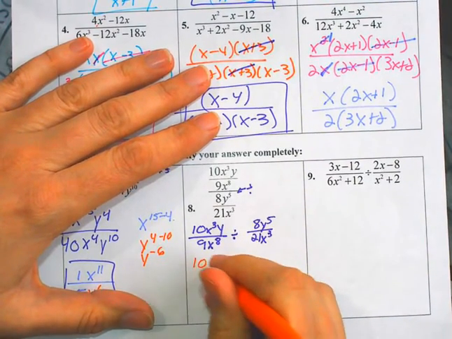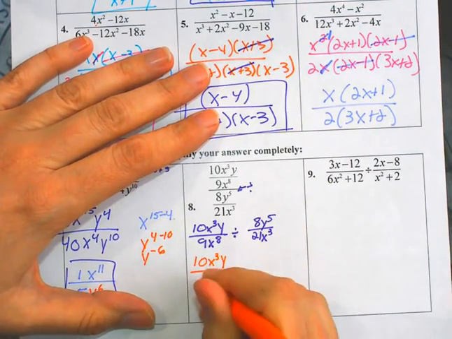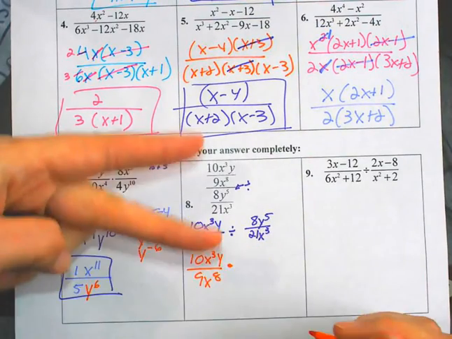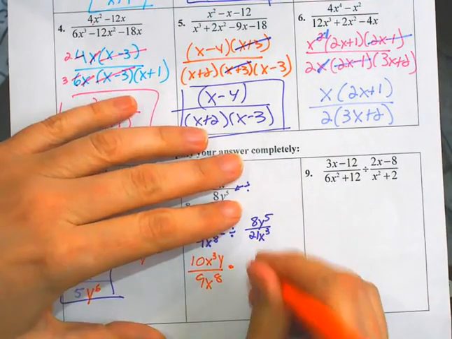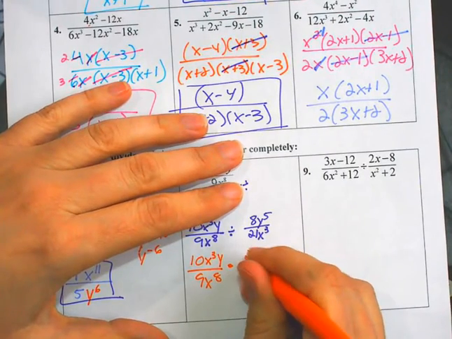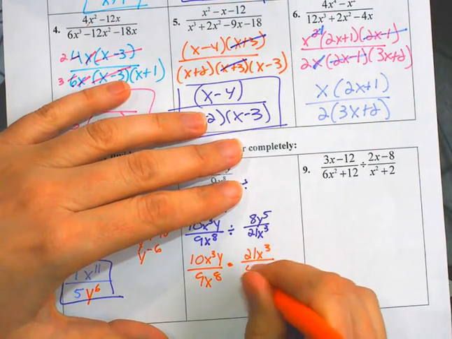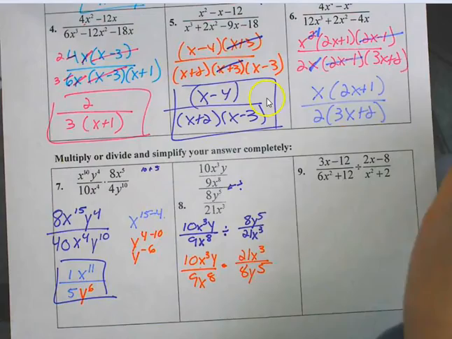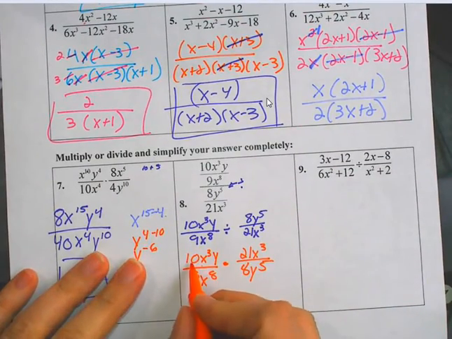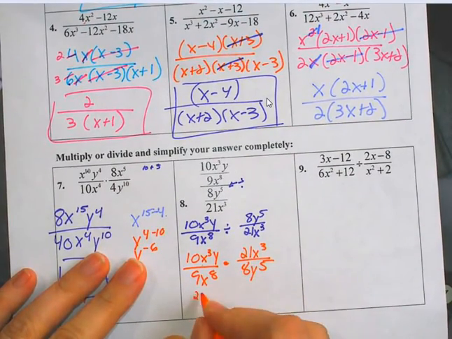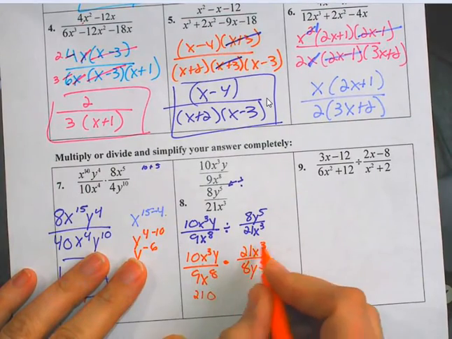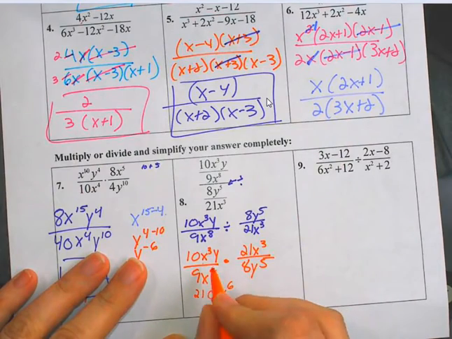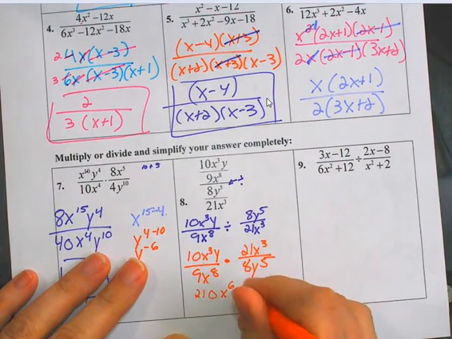So 10x to the 3rd y over 9x to the 8th, we're going to multiply times the reciprocal. So reciprocal means we're going to flip the second equation. Now we can multiply straight across. 10 times 21 is 210. X cubed times x cubed is x to the 6th. Remember, when we're multiplying, we add the exponents. Y, and there's no y, so that gives us y over there.